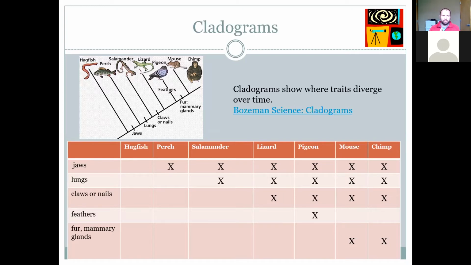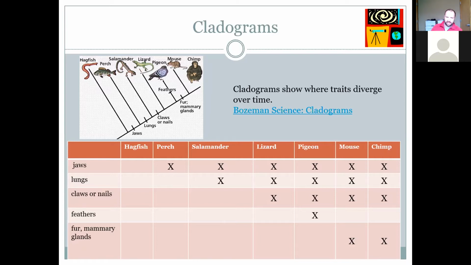Okay, today we're going to continue that conversation and shift it a little bit, and we'll just see how much we get through. But I'm going to start right here on this slide, so hopefully everyone can see this. This is what's known as a cladogram. And a cladogram shows where traits diverge over time.